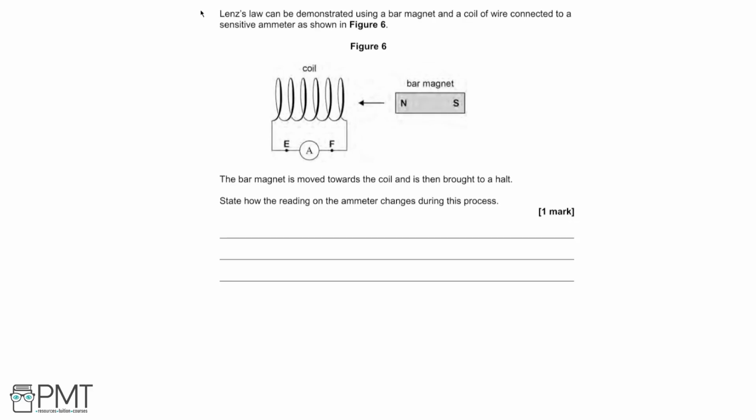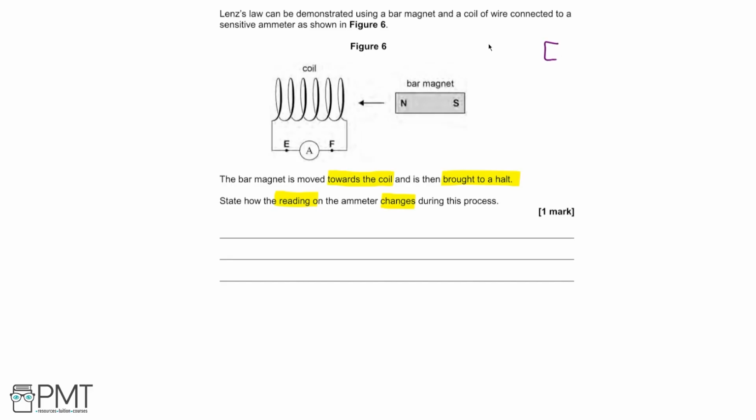The next part of the question says, Lenz's law can be demonstrated using a bar magnet and a coil of wire connected to a sensitive ammeter, as shown in figure 6. The bar magnet is moved towards the coil and is then brought to a halt. State how the reading on the ammeter changes during this process. In order to answer this question, it is helpful to consider how the magnetic field that the coil experiences from the bar magnet changes as the bar magnet moves.